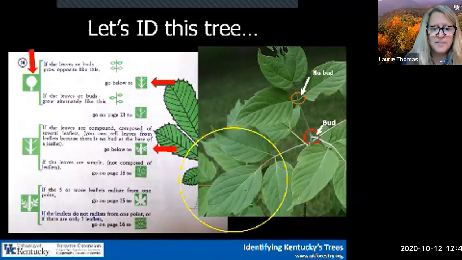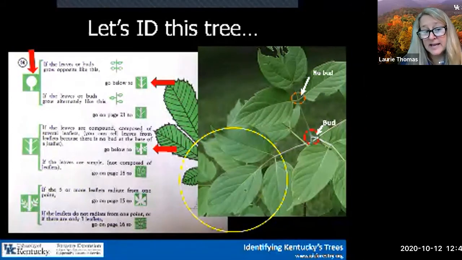So we're looking at our compound leaf symbol and it says go below. It's that bracket down below and it says if five or more leaflets radiate from one point, like we see right there, or if the leaflets do not radiate from one point, or if there are only three leaflets. Well, this can be a little tricky because you think, well, maybe they do radiate from the same point, but it says right there, or if there are only three leaflets, and we have only three leaflets, looking at multiple sets of leaves, one, two, three, one, two, three.